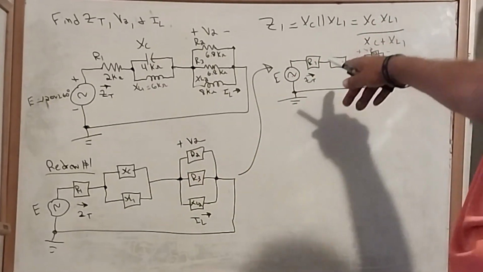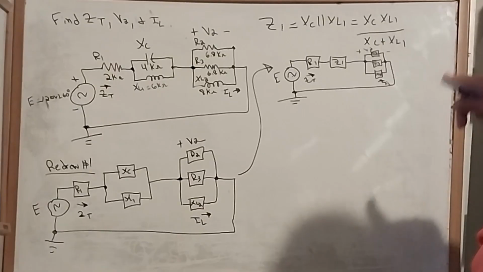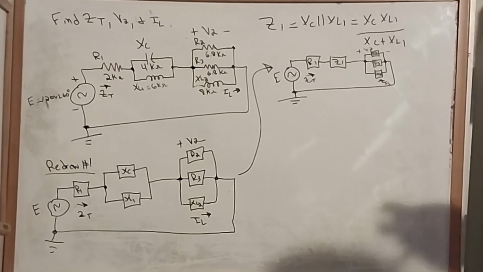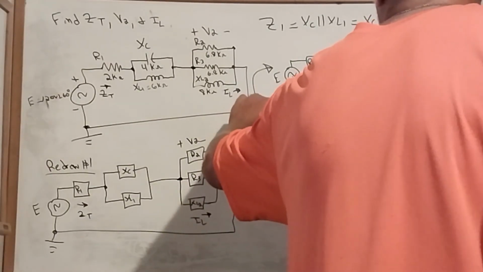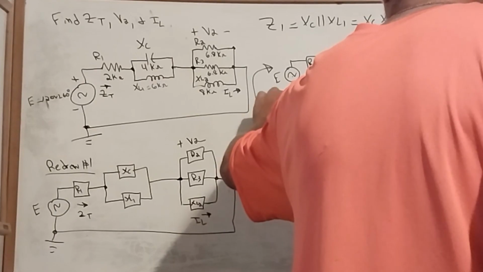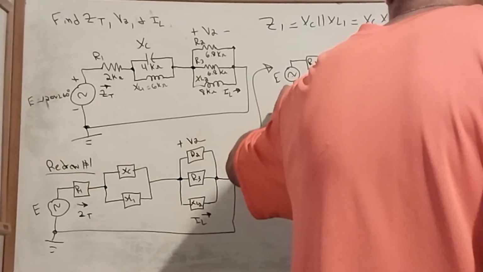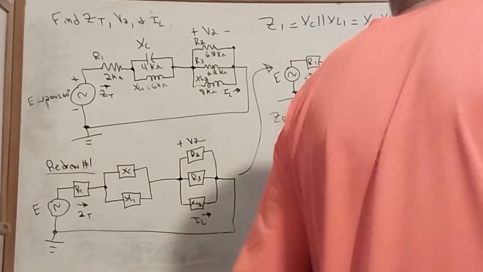Alright, so now we get this. Let's do it one at a time. Let's do R2 in parallel with R3. That way we end up with a total impedance of 0. So let's say Z sub E is equal to R2 parallel with R3, which is equal to R2 times R3.